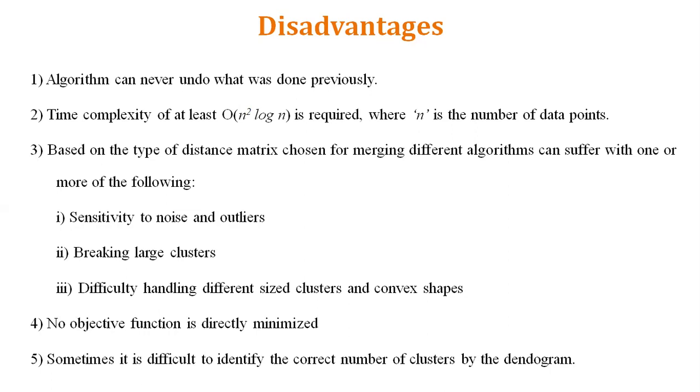Based on the different types of distance values, that is, single linkage or complete linkage, there are again some drawbacks, like it can be sensitive to outliers and noise. It can cause breakage of clusters, and it is difficult to handle different sized clusters and different convex shapes. And sometimes it is difficult to identify the correct number of clusters from the dendrogram. If we have lakhs of data points, the dendrogram might not be best suitable.